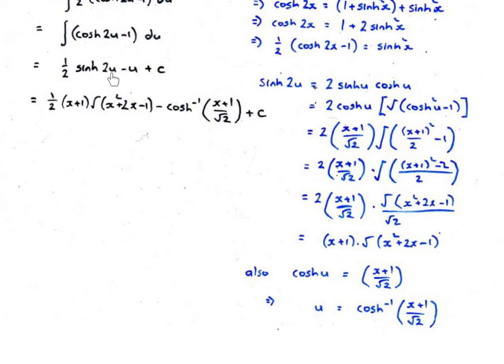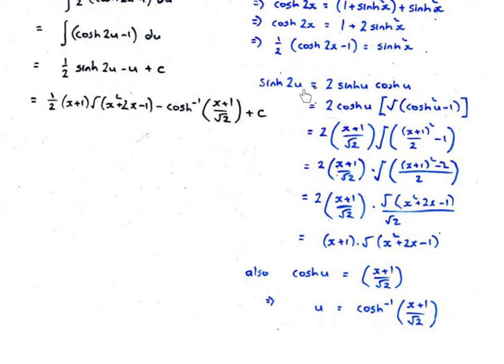This is sine 2u minus u. Our original question was in terms of x, so at the minute, that's no use to us. I need to put things back in terms of x. But for sine 2u, I've got sine u, yes, I can do that, but sine 2u, I can't do. I can't have a direct comparison back to x.